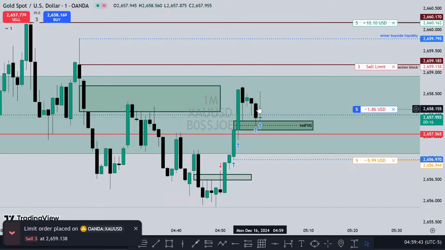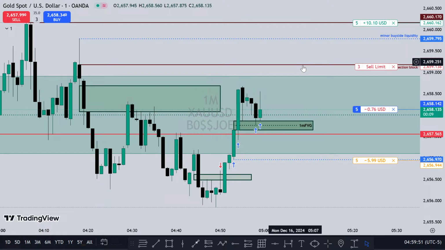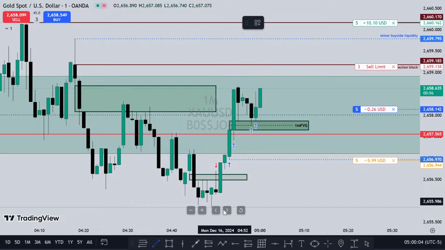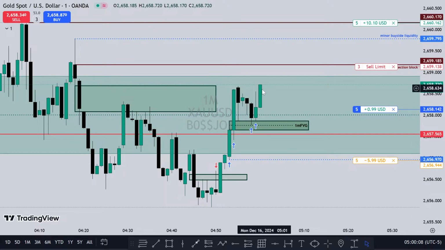Hmm. That rejection is bad. I needed price to close strongly with a green candle. If these three will be triggered, I need price to close strongly, at least above this. Okay. Nice movement there.